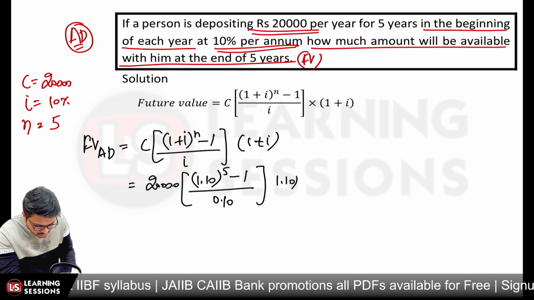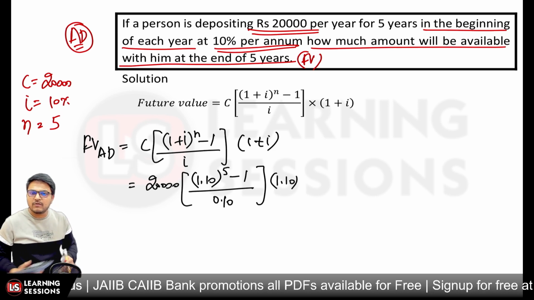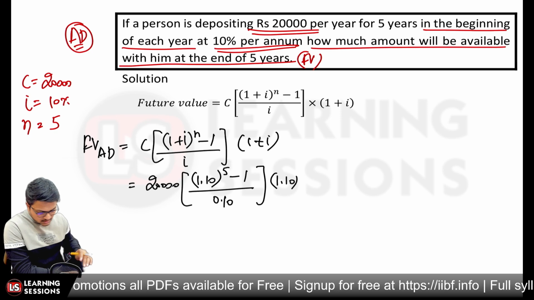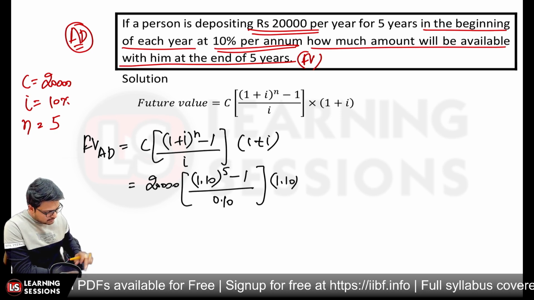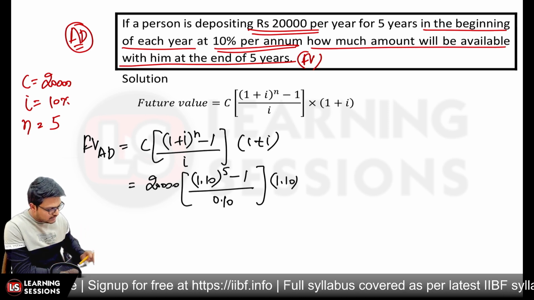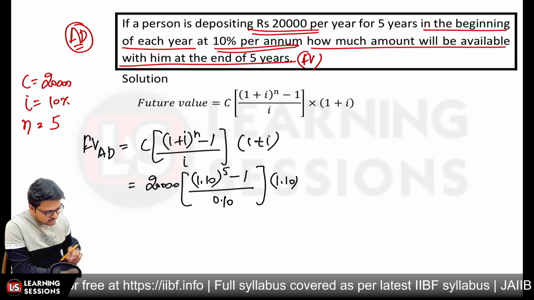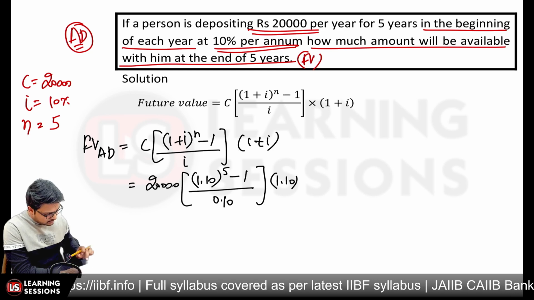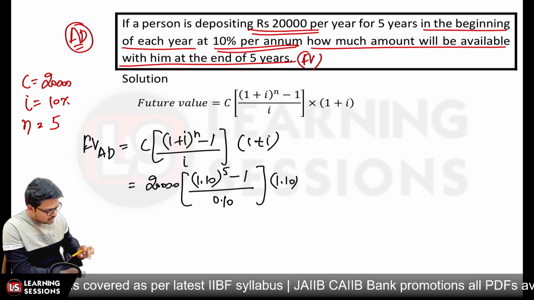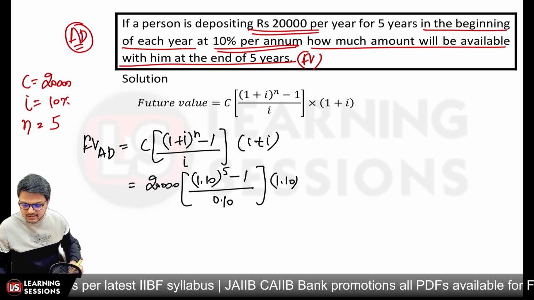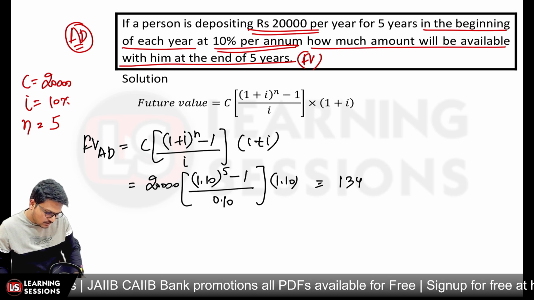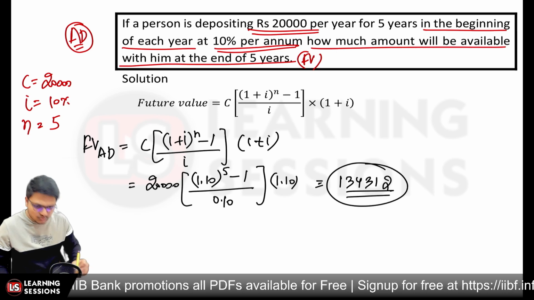Okay, now easily we can solve this using a simple calculator. You are allowed to take a simple calculator in the exam, so take it along. So it is 1.1 multiplied by 1.1 and pressing the equal to sign 4 times, so 1, 2, 3, 4. So it is 1.61051 minus 1 divided by 0.1 multiplied by 1.1 and multiplied by 20,000. So the amount is 134,312. That is the answer for this question.